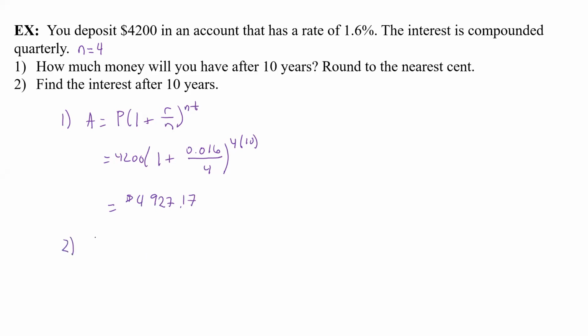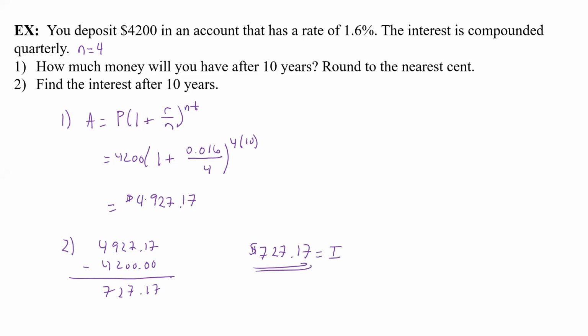Well, for part 2, this one's not as easy because you have to subtract the 4,200 from that. So what we're really going to do is take 4,927.17 minus 4,200. And that gives us $727.17 in interest. So that's the interest, and that's our future value.